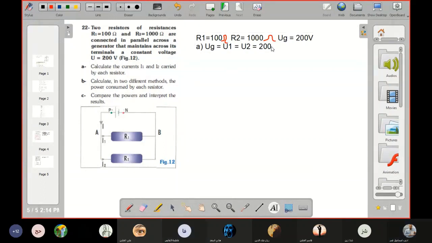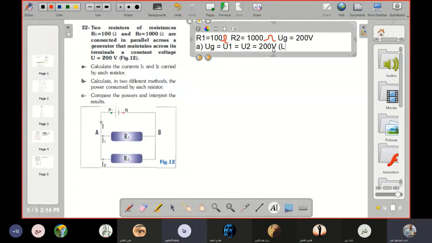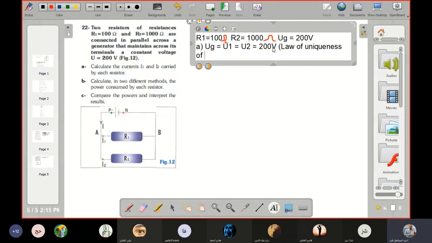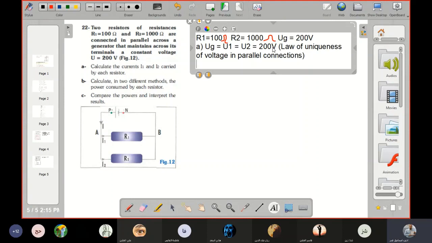Which is the law of uniqueness of voltage in parallel connections. Okay. Now we start with I1.